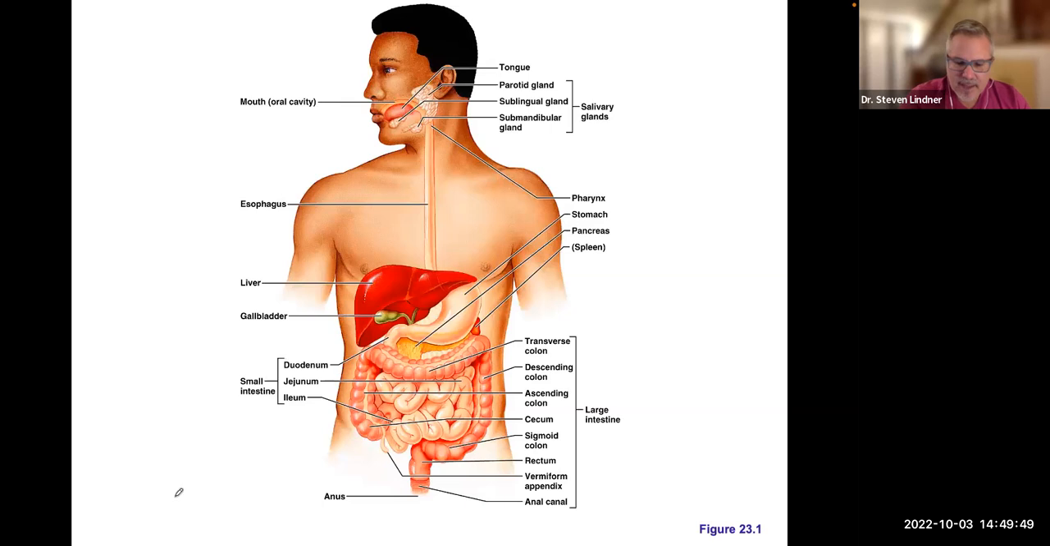Let's take a look at the primary parts of the digestive tract, so that when we go through them in this lecture, in this video, and I'll make several of them. I'll probably have one video on just the mouth, one just on the teeth, one on the esophagus, one on the stomach, one on the liver, one on the gallbladder. I'll break them up into smaller bits.